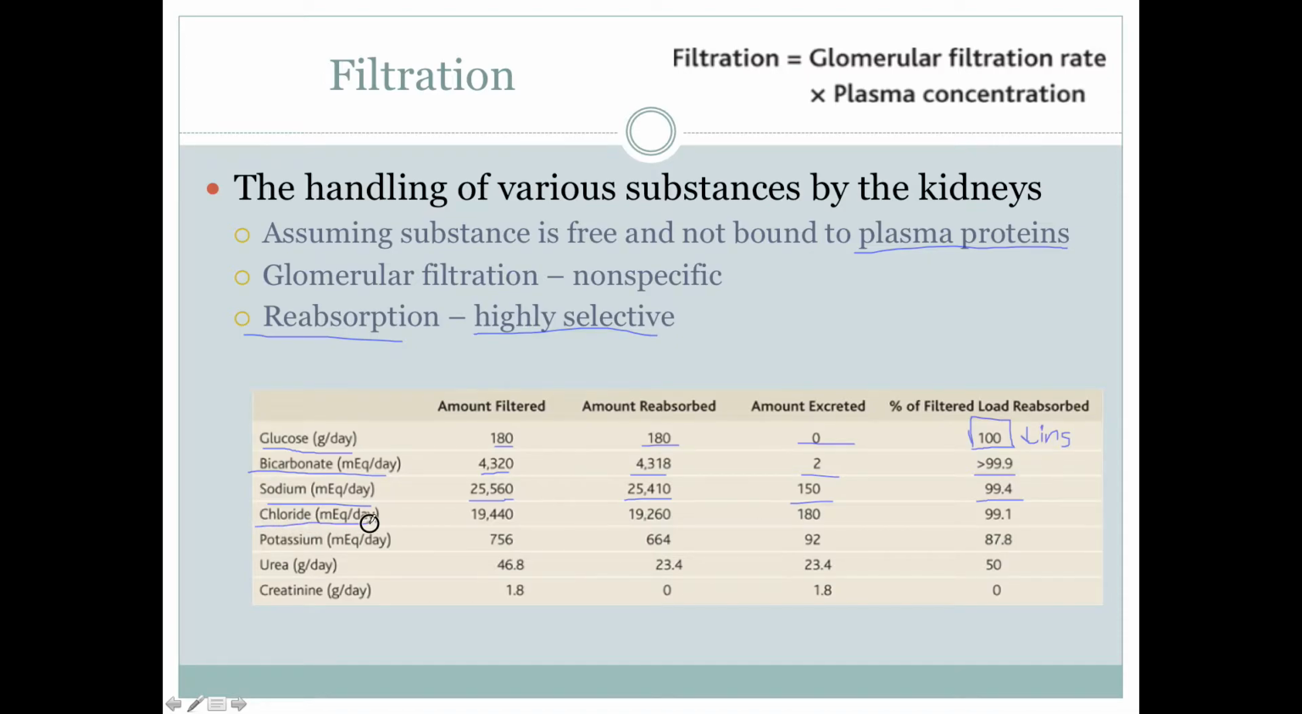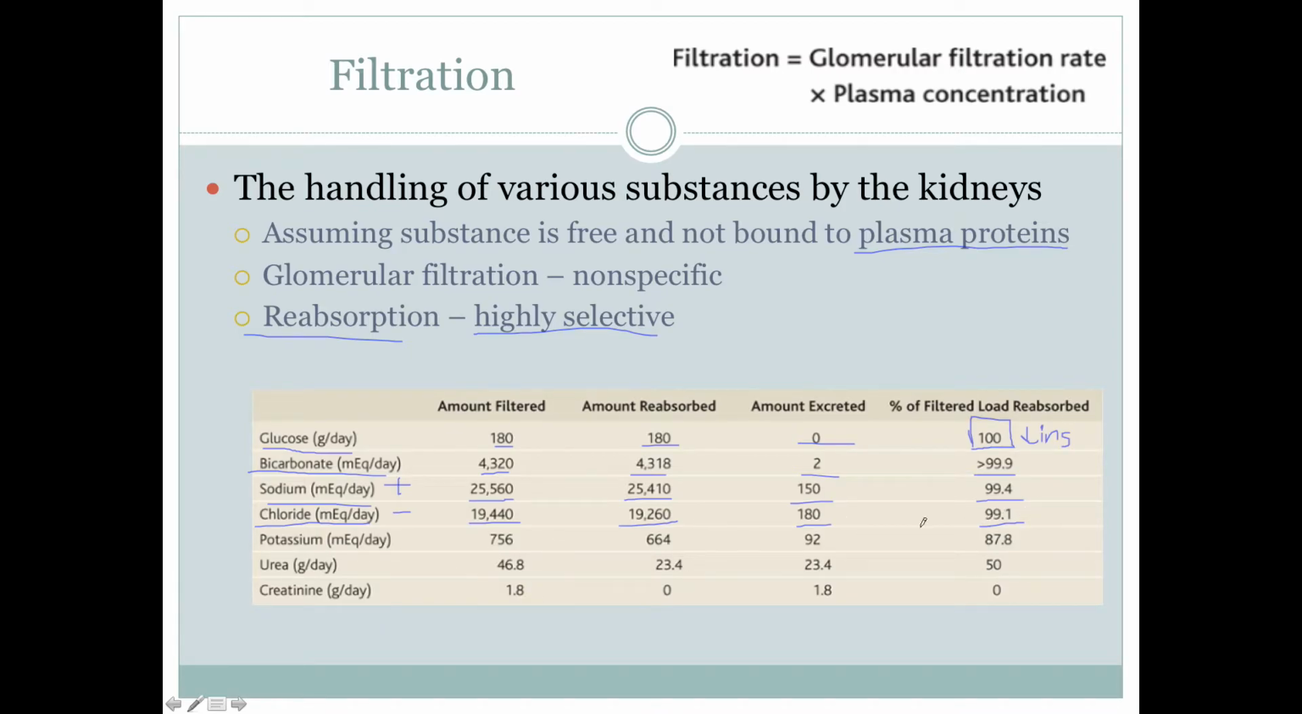Sodium travels with chloride. Sodium is positive, chloride is negative. They can be co-transported together, and chloride just passively follows sodium, kind of like the tail on a dog. So the amount filtered is very similar to the amount reabsorbed. There is a little bit excreted, but pretty much all, like greater than 99% of chloride is reabsorbed.